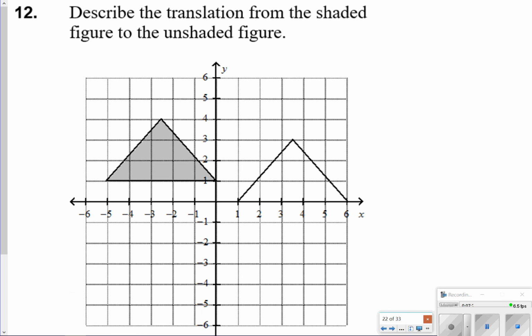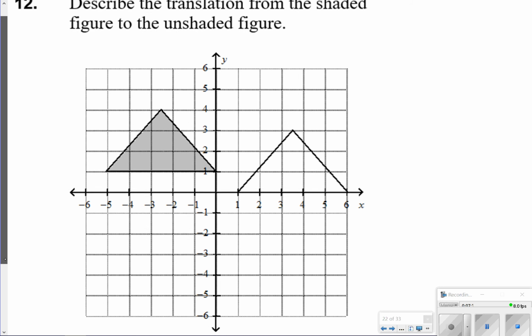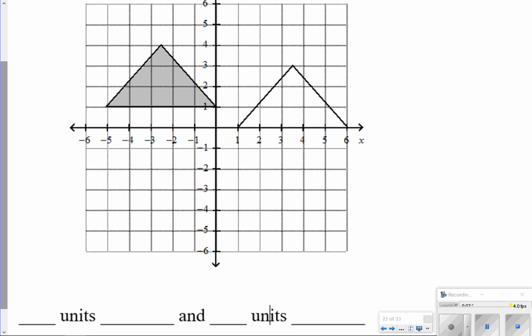For number 12, describe the translation from the shaded figure to the unshaded. So we just have to count how many points it moved. You can either start going right or going down. I'm going to start going right. We went 1, 2, 3, 4, 5, 6 to the right. I noticed they're in the half step, so I just counted each individual half step. So we went 6 units right. And then we went 1 unit down. If you might have switched these around, 1 unit down and 6 units right, that is totally fine, just as long as you have 6 going right and 1 going down.